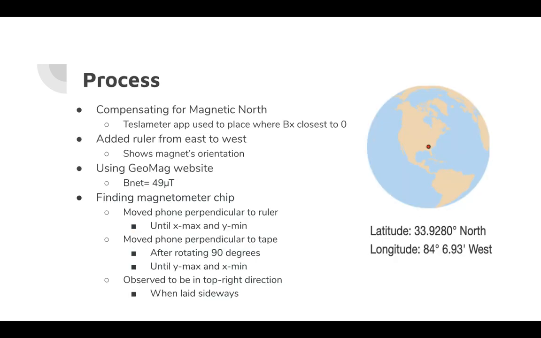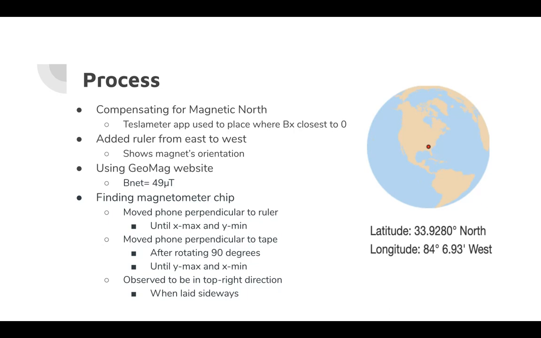The process began by compensating for magnetic north. We used a Tesla meter app to place the magnet where B sub x was closest to 0. Then we added a ruler to show the orientation from east to west of the magnet. Using GeoMag and this location, we found that B net was 49.